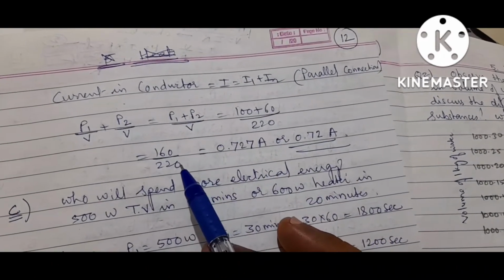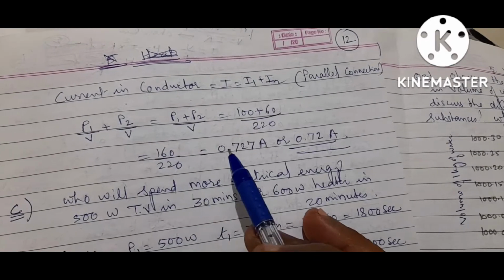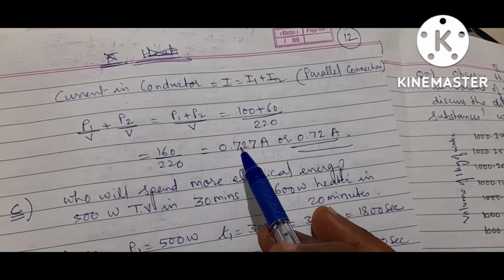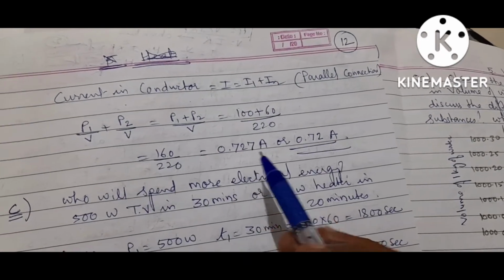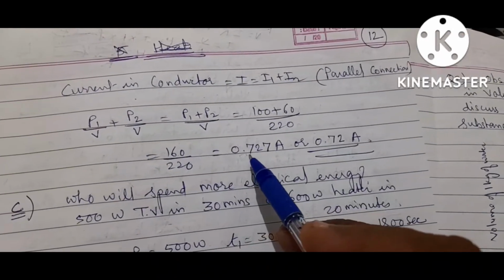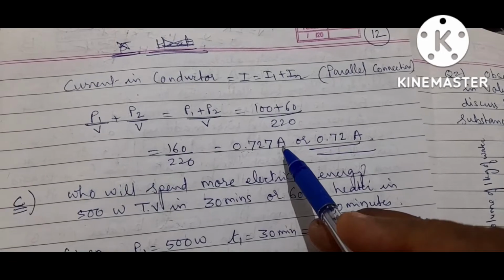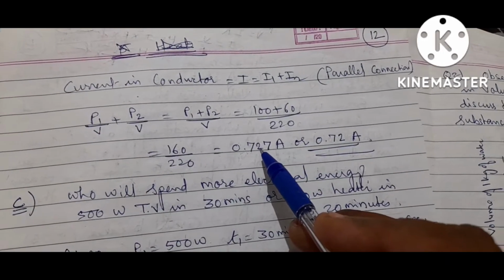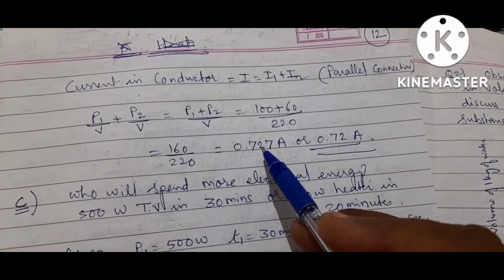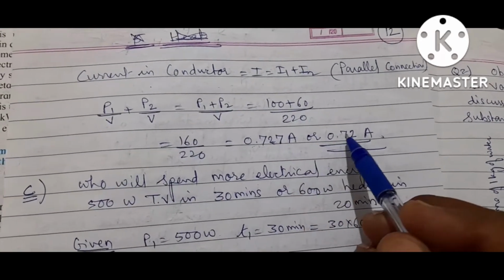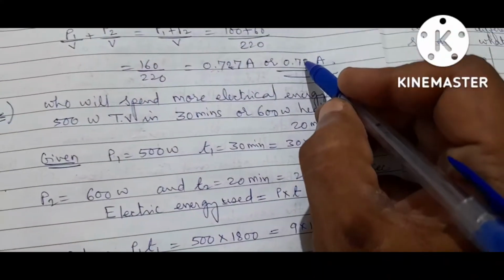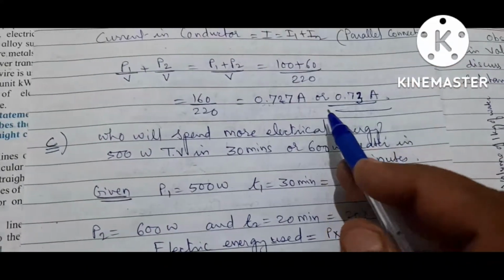Now if you divide this, we are getting 0.727 ampere. As we know that the second figure is less than five, the third value stays, so this will become 0.73. Okay, so this is the answer.